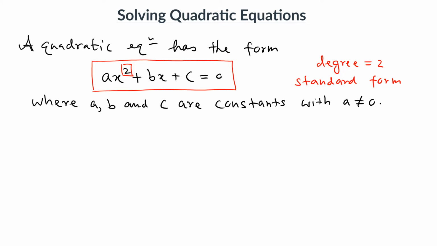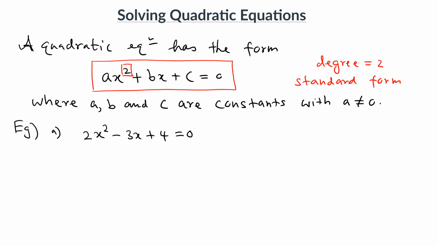Standard form means we have the x squared term first, and then the x term, and then the constant term. Sometimes it's important to write in standard form later. So let's look at some examples. The first one: 2x squared minus 3x plus 4 equals 0. You can see this is a quadratic equation and also in standard form.